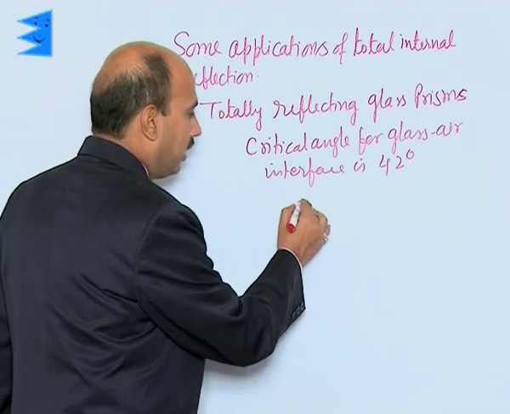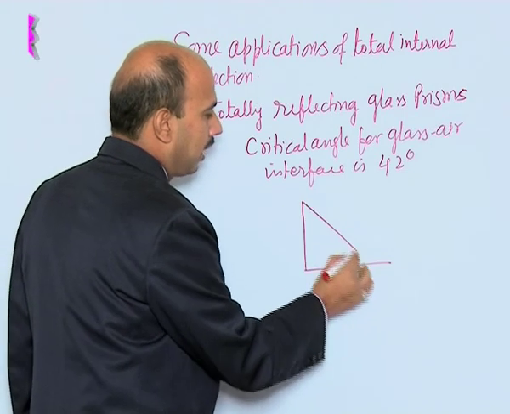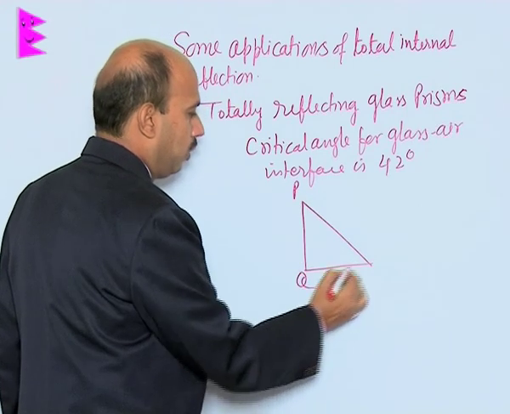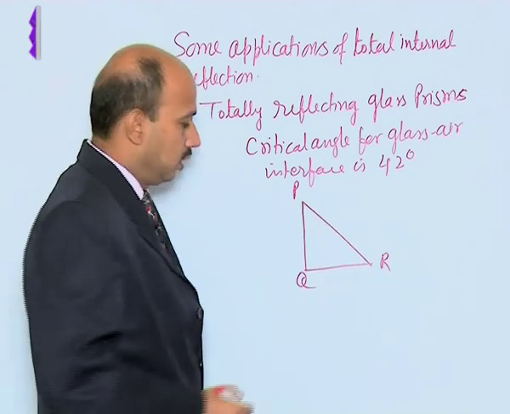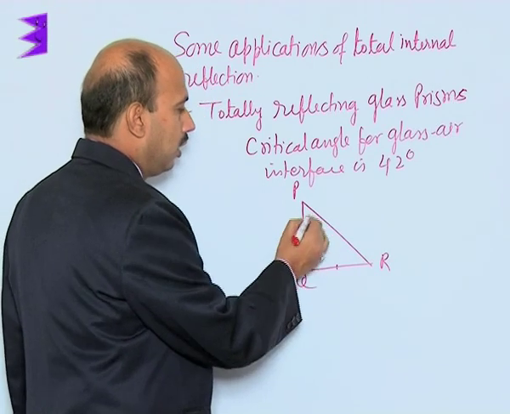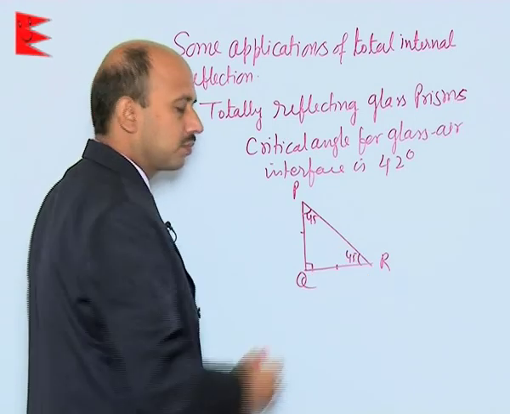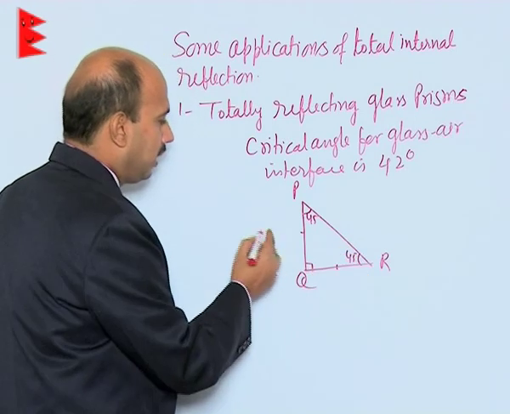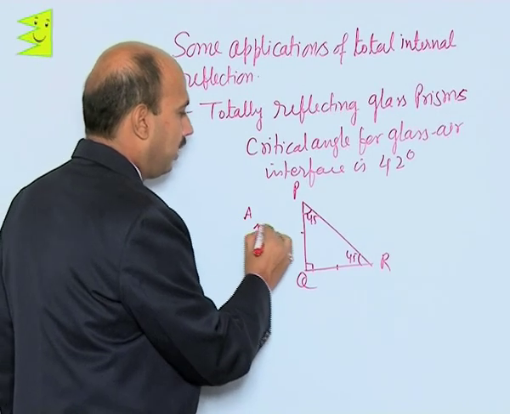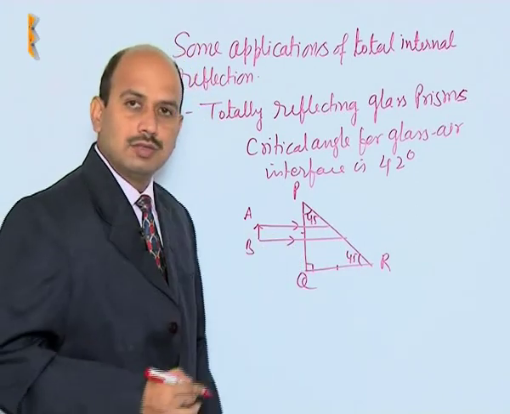Suppose you are taking one example like this. This is an isosceles right-angled prism. I have taken P, Q and R. This angle is 90 degrees, and these two sides are equal. So, this is 45 degrees here and this is 45 degrees here. Suppose you are taking an object over here, that is A and B; one incident ray is going like this and one incident ray is going like this.